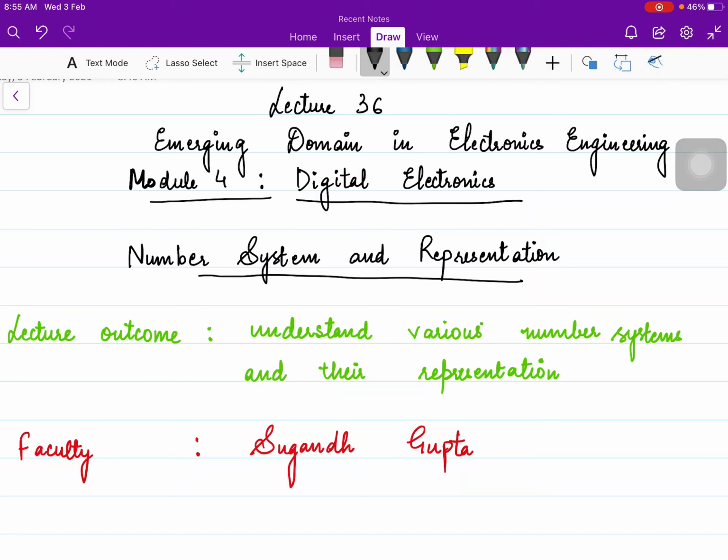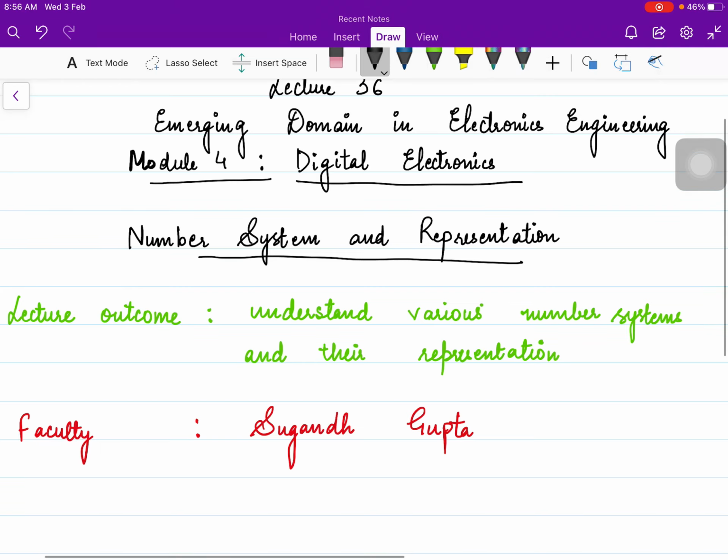This is module number 4, Digital Electronics, and in this module we will start discussing the number system and its representation. In this lecture we will see how to represent different number systems and how we convert or move from one number system to another. What are the strategies involved? What are the techniques that we have to remember while converting one number system to another? All these things will be discussed in this lecture. So let us start.